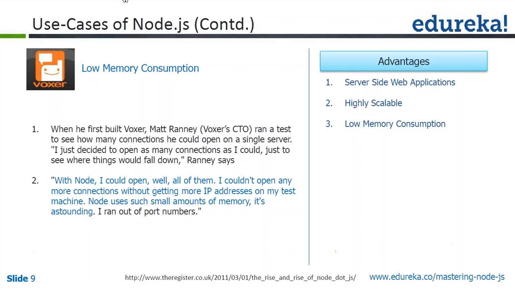Now, as you may know, you're actually allowed to use only, and I say only in a small term, 65,535 ports on a single machine, right? So with Node, he actually exhausted all the 65K ports using a single process. And because it is so memory efficient, he just found it astounding. So if we look at the advantages of using Node, right?